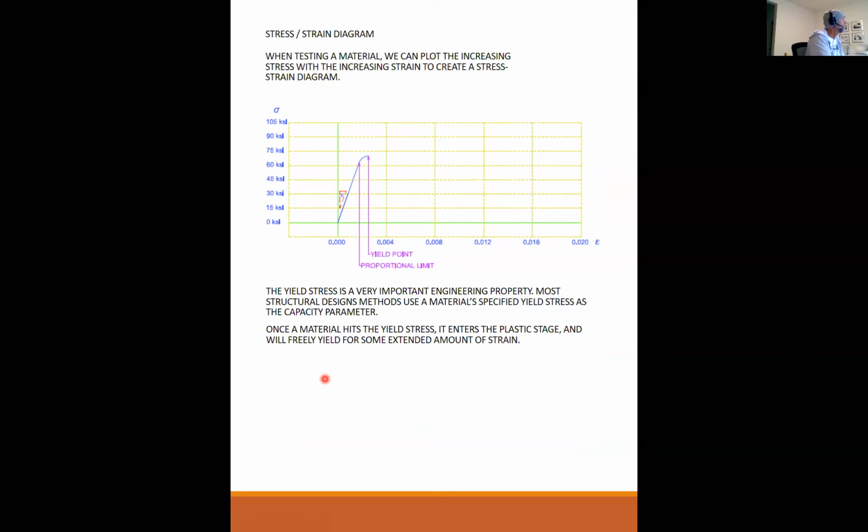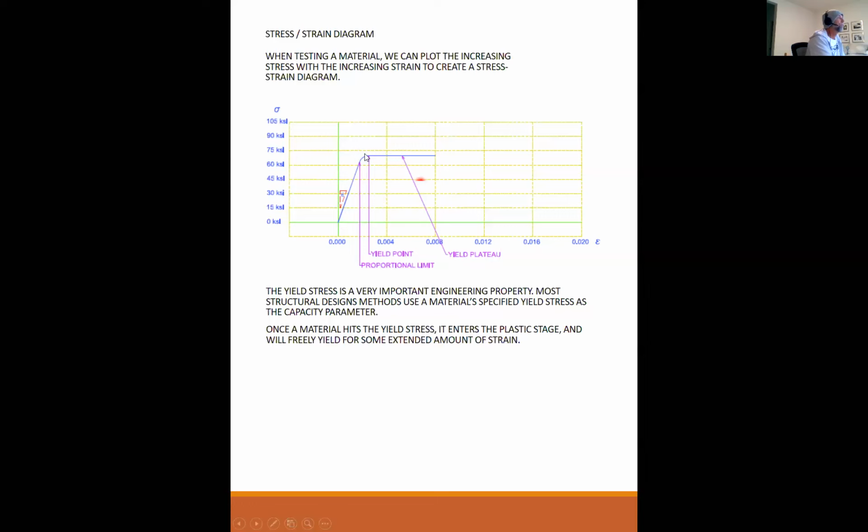Once a material hits the yield stress, it enters the plastic stage and it will freely yield for some extended amount of strain, like so. So once I hit this yield point, this is really interesting to watch when you're testing the material. Once I hit this yield point, you can physically watch those jaws just continue to move, and yet the load on the material doesn't change. So this is yielding as the strain is increasing. So the length of the sample is getting longer and longer, but the stress is constant. And that's what's known as a yield plateau.